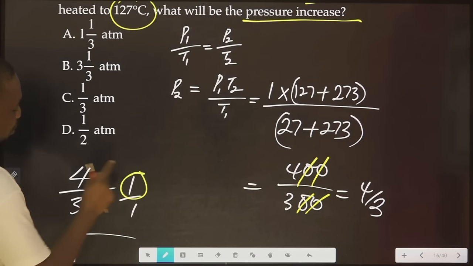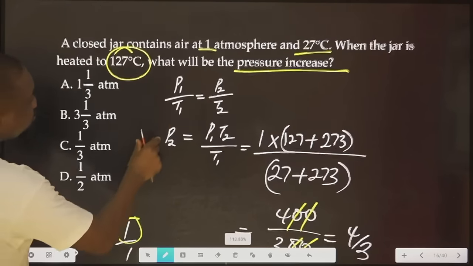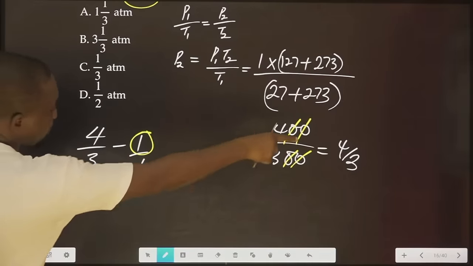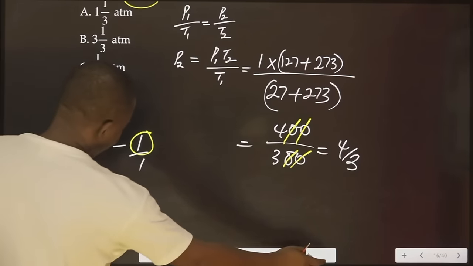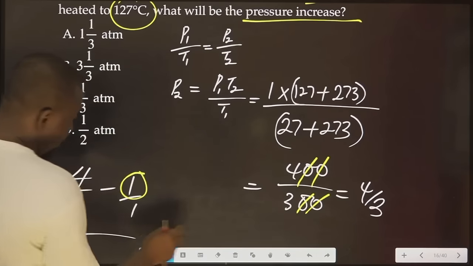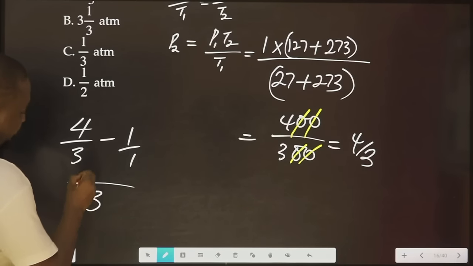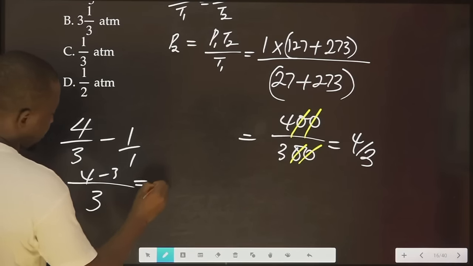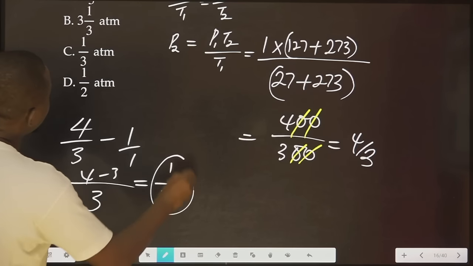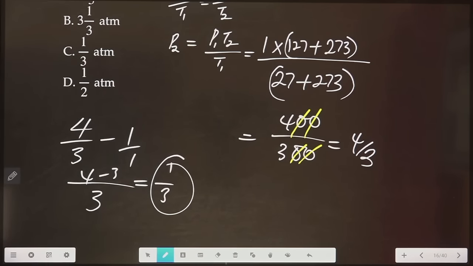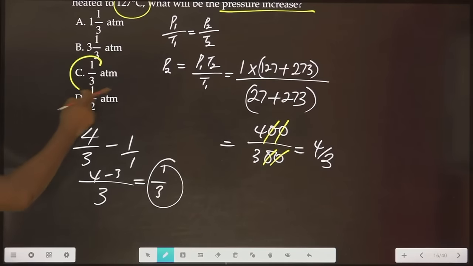We are subtracting this one from this now. That is this one, we are subtracting it from this. So at the end of the day, what we're going to get is simply 3431 over 3. You agree with me that 1 over 3 here is C. So C is the answer.